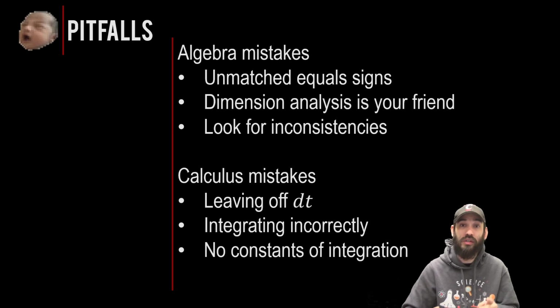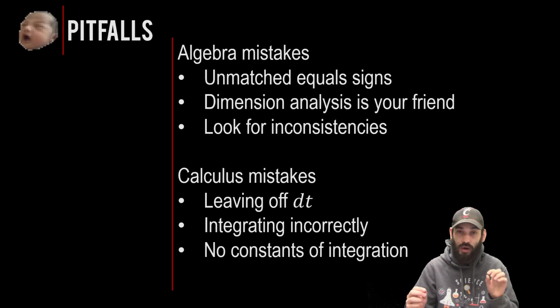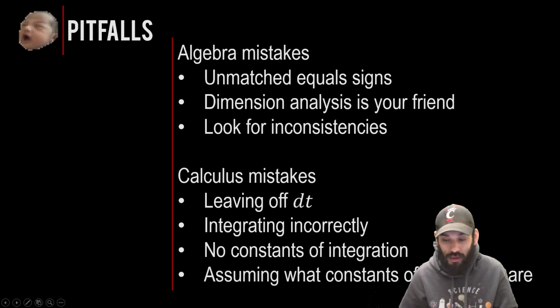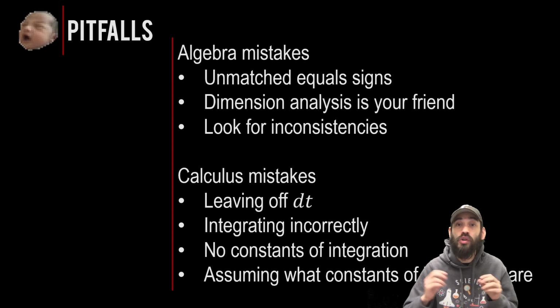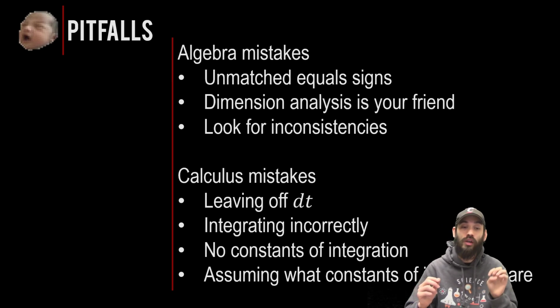Next, no constants of integration. A lot of times people will just completely drop the constants of integration. And there are times in the physics that you're motivated to do that, but I would always say write them in first and then reason through why you don't need them, okay? The next one goes along with no constants of integration, and it's assuming what the constants of integration are. So sometimes, and a lot of times, you'll have some V0 or you have some X0.